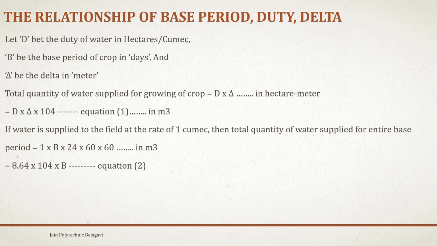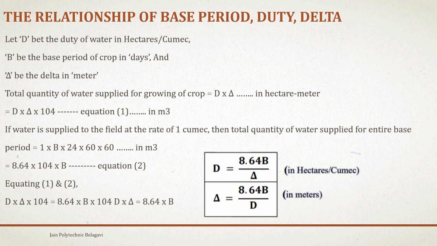Next, I will be getting D into delta into 10 raised to 4, and this again is 8.64 into 10 raised to 4 into B. That will be equation 2. Now I will be equating the first and the second equation. D into delta into 10 raised to 4 is equal to 8.64 into B into 10 raised to 4, and here 10 raised to 4 and 10 raised to 4 are going to be cancelled. I will be getting the formula D into delta is equal to 8.64 into B.